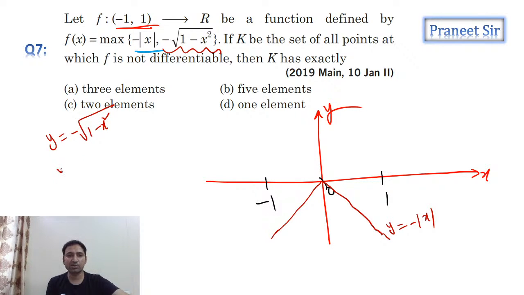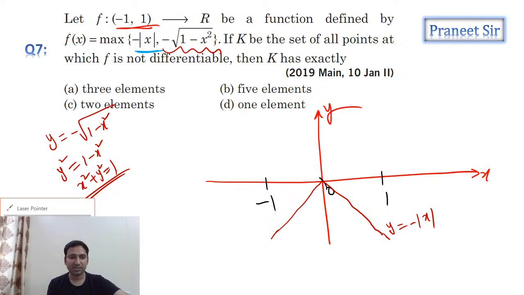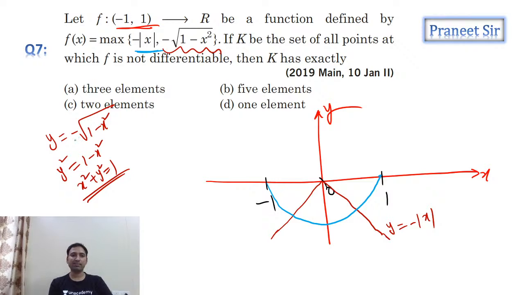If we square it on both sides, we get y square is equals to 1 minus x square, which is x square plus y square is equals to 1 only, guys. But it is a semicircle. Only the lower part we are getting. How can I say that it is the lower part? Because the y coordinate is always negative, that means below the x-axis. So the graph should be like this.